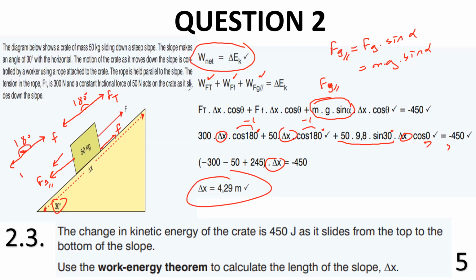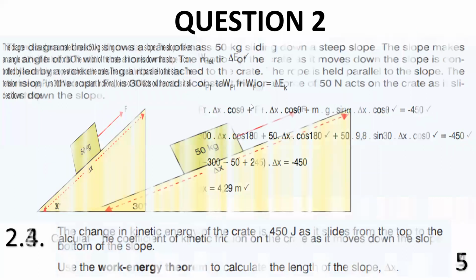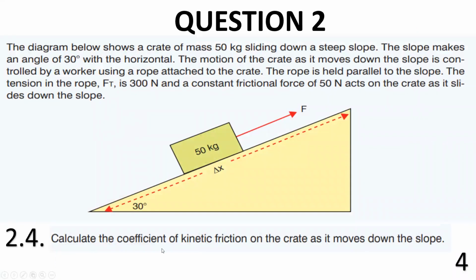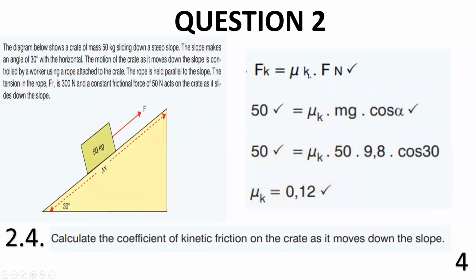We are almost done. Let's continue with the next question, 2.4. Let's see what they ask. Calculate the coefficient of kinetic friction on the, okay, we are looking, but now we are going to use the friction force. Friction force is 50. Friction force is equal to coefficient number times normal force. So we used the parallel force for gravitational force, now we are using the perpendicular one. So the normal force is this way.